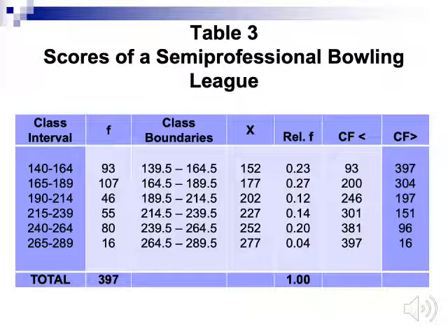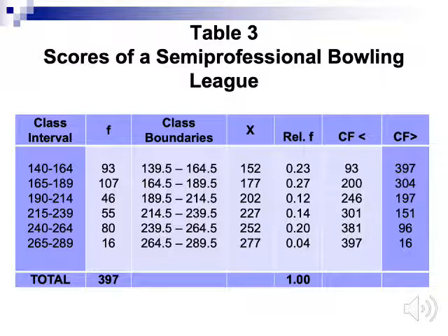The class boundaries, although I have not mentioned it in the previous slides, is simply this: because it's a whole number, you are going to subtract 0.5 from 140 and add 0.5 to the upper limit 164. So that's 139.5 to 164.5. And this time, if you subtract 164.5 minus 139.5, the result is 25. The class boundaries are now called the true limits.